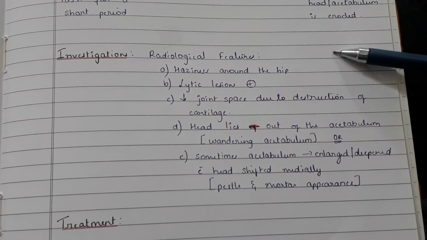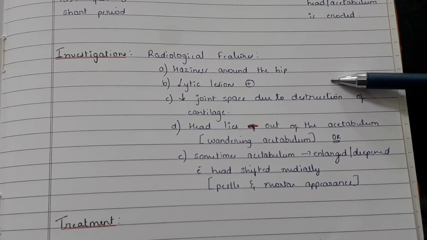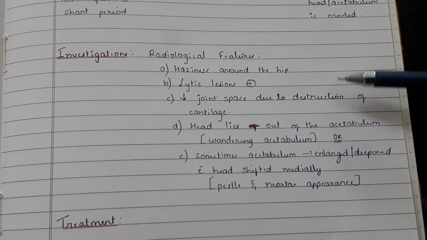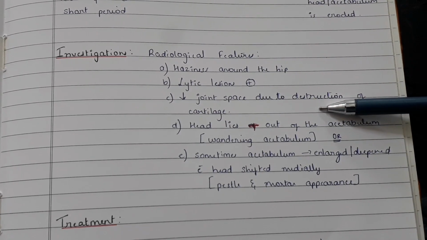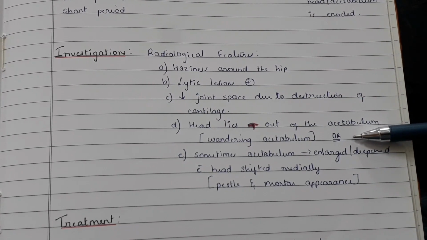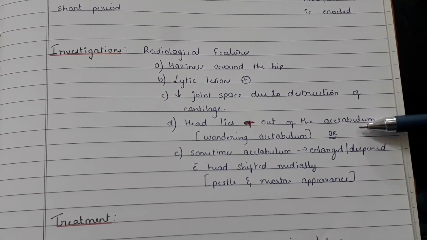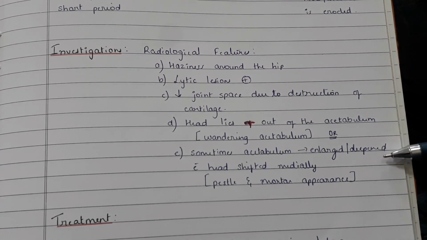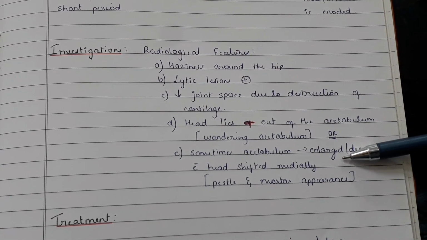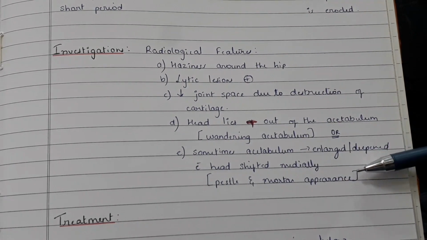Investigations: the radiological features include haziness around the hip joint, lytic lesions might be present, and a decrease in the hip joint space due to destruction of cartilage. The head lies out of the acetabulum. This is called wandering acetabulum. Or sometimes the acetabulum might be enlarged or deepened with the head shifted medially. It is also called the pestle and mortar appearance.